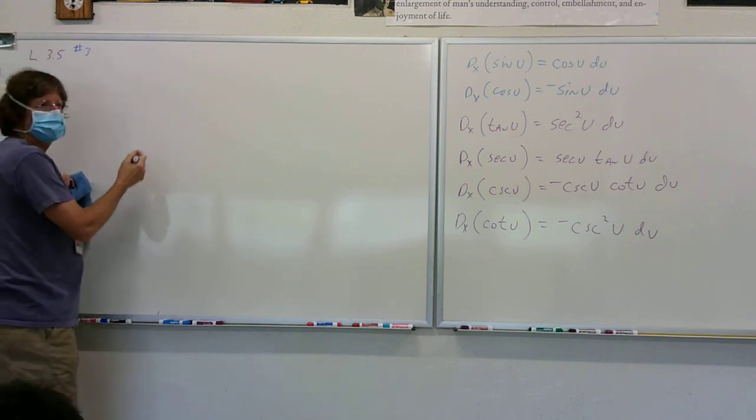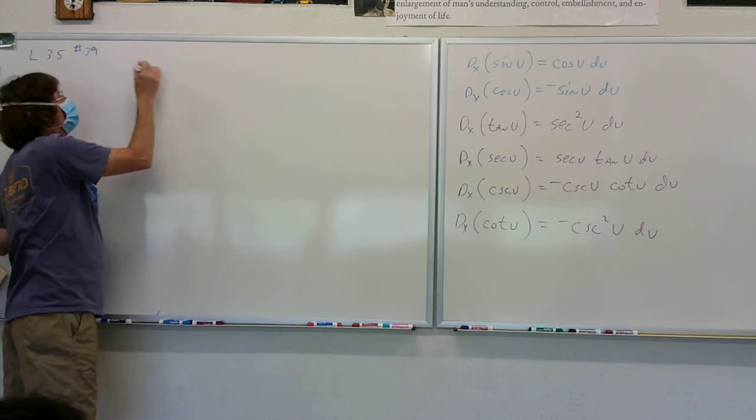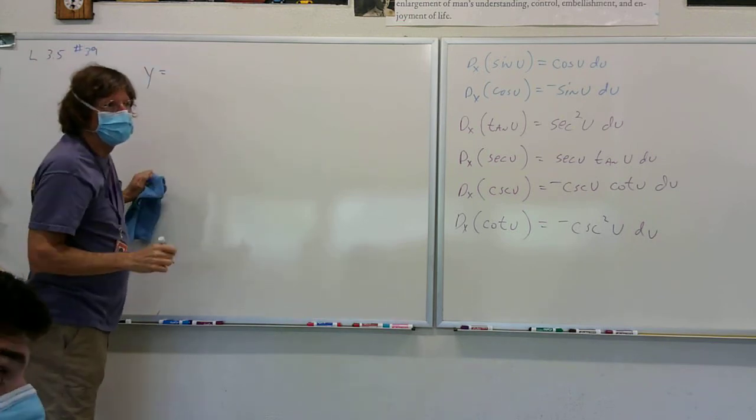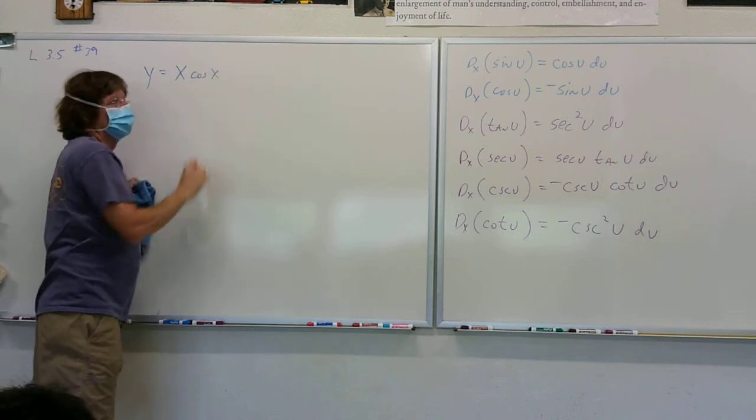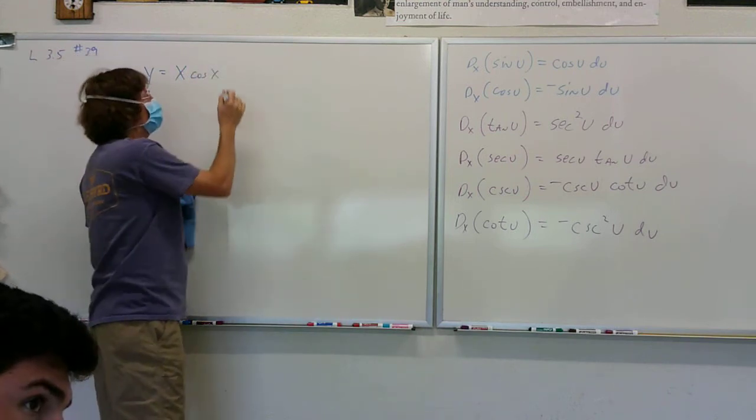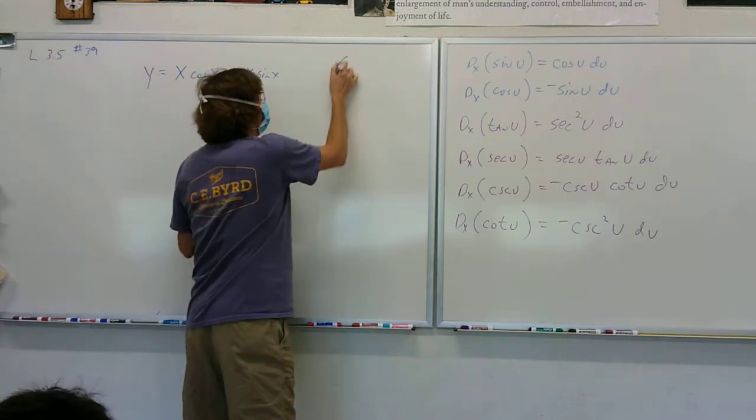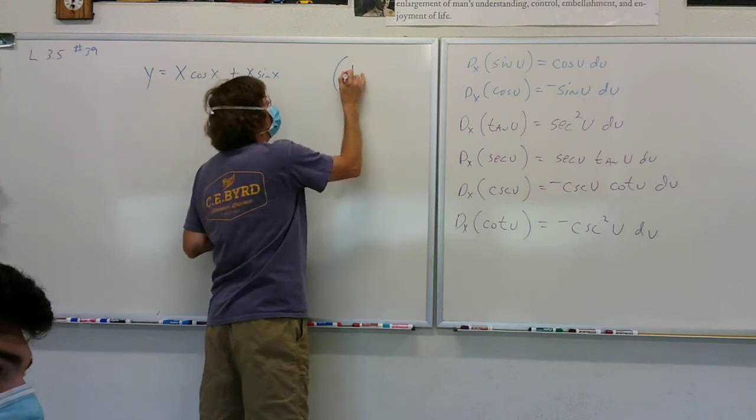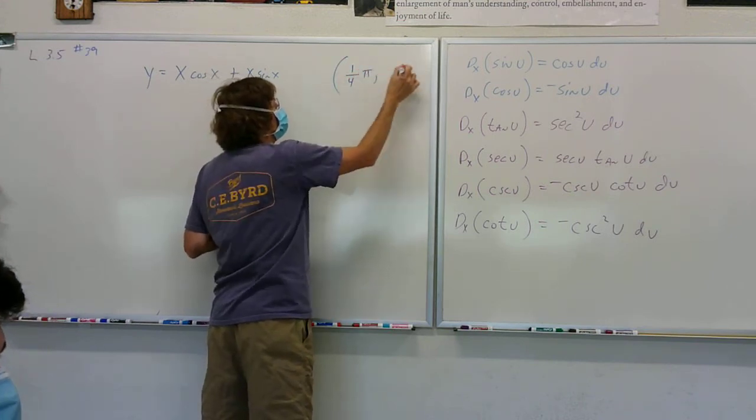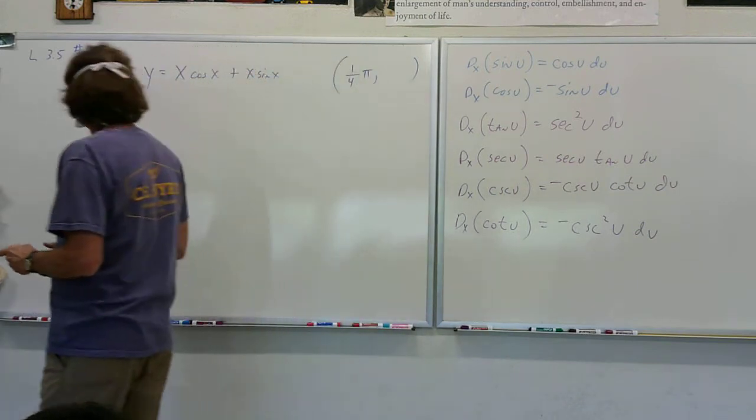I'm not going to use f of x, I'm going to use y equals x cosine x plus x sine x. And the x value that we know is 1/4 pi. And we want to write the equation of a tangent line.